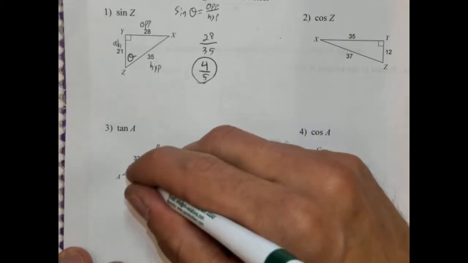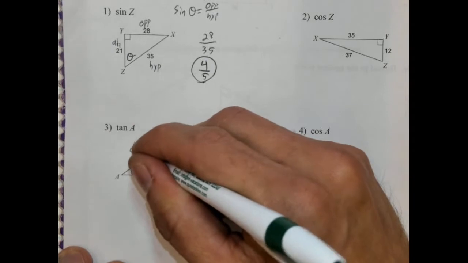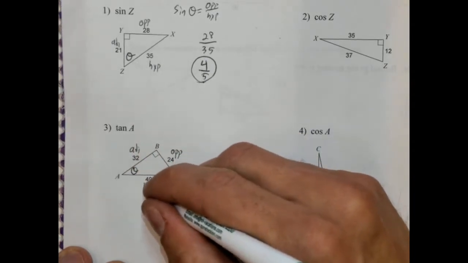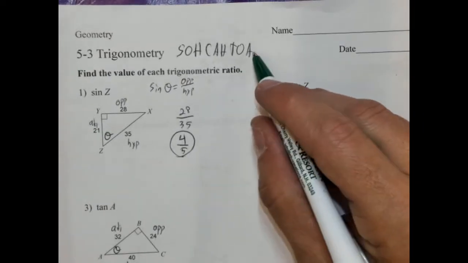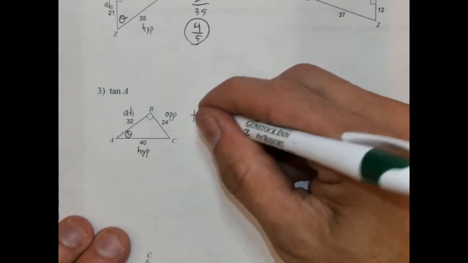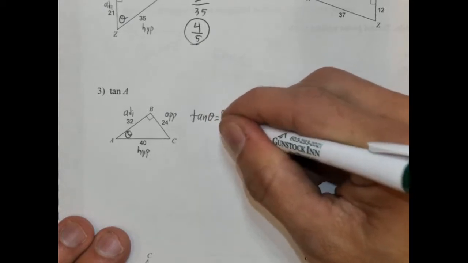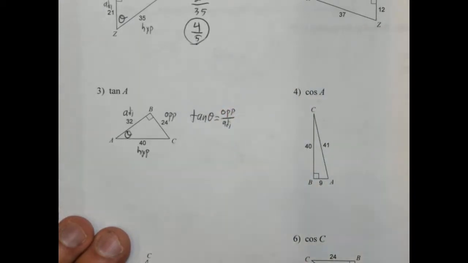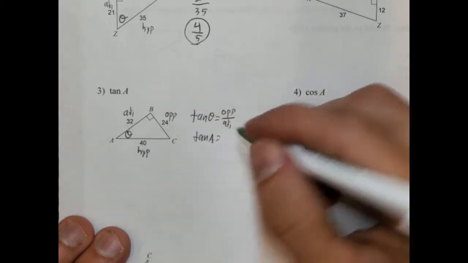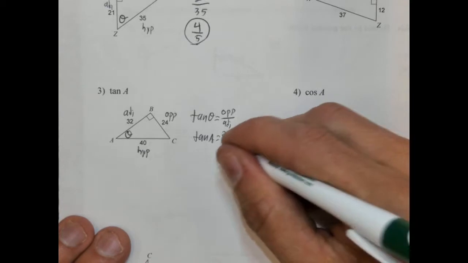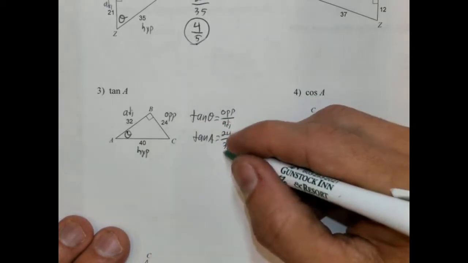So tangent of A, so theta is here. So this is opposite, this is adjacent, and this is our hypotenuse. So tangent is going to be opposite over adjacent. So opposite's 24. So tangent of A is going to be opposite 24 over adjacent 32, and those are both divisible by 8, so we're going to get 3/4.